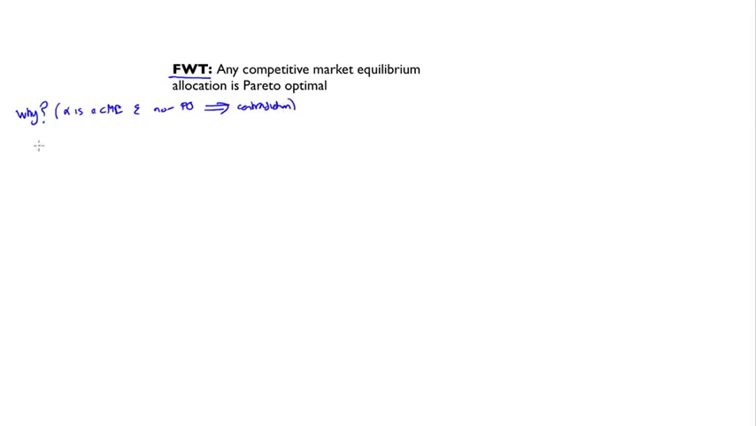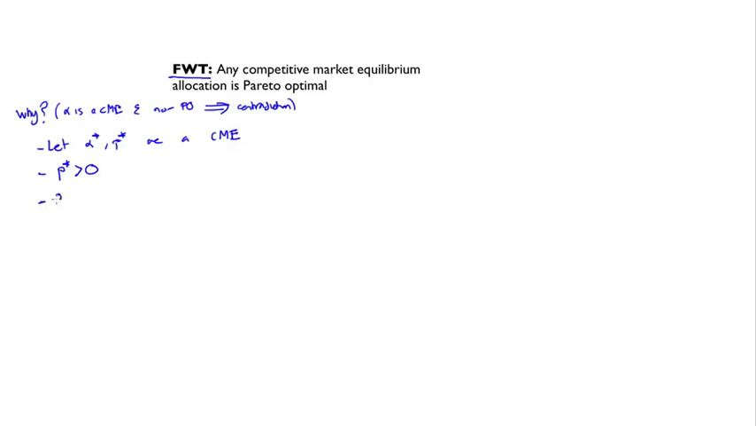Okay? So let's suppose that we have an allocation alpha star and a price P star that are a competitive market equilibrium. Now, I claim that we know that P star must be greater than 0. How do I know that P star has to be greater than 0? Because if P star is 0, given that the marginal benefit for every consumer is greater than 0, they would want to buy an infinite amount of good Q, which would not be an equilibrium.